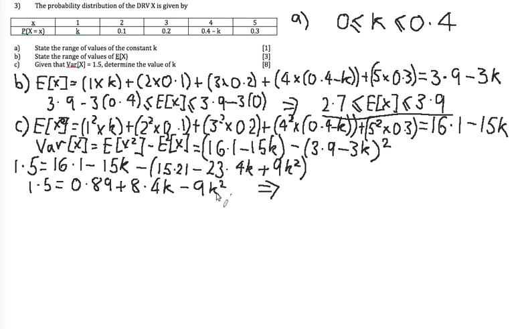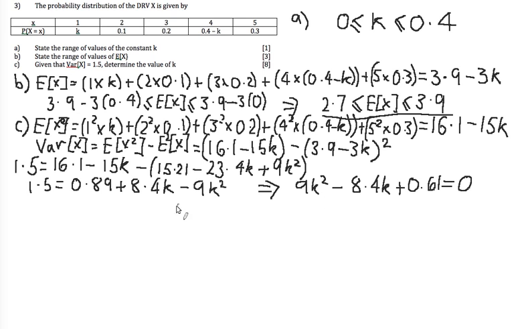At this point you can see I've got a quadratic, so I'm just going to rearrange the quadratic so that I've got positive 9k squared. So I'm going to have positive 9k squared, I'm going to have negative 8.4k. And then I'm going to do 1.5, take away the 0.89, which leaves me with 0.61. And that is equal to 0.